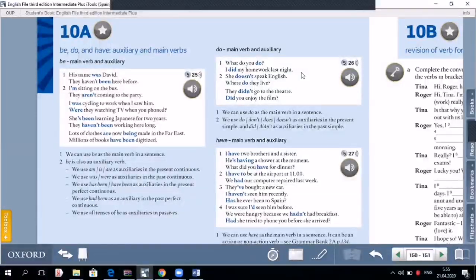So, this is the use of the verb to do as the main and auxiliary verb. We can use do as a main verb in the sentence. We use do, don't, does, doesn't as auxiliaries in the present simple and did, didn't as auxiliaries in the past simple. So, let's come to the verb to have.